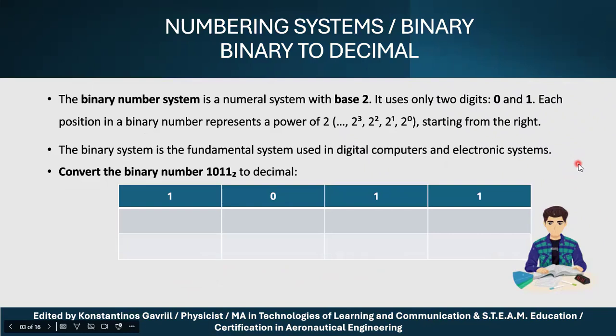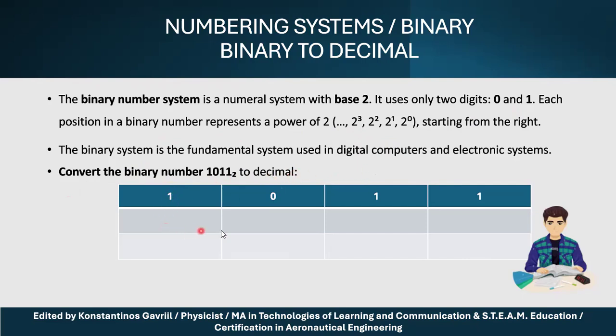The binary numbering system now is a numeral system with base 2. It uses only these two digits, the 0 and 1, and each position in a binary number represents a power of 2. We are going to see an example right away. Convert the binary number 1011, which means it is base 2, a binary system number, to decimal.